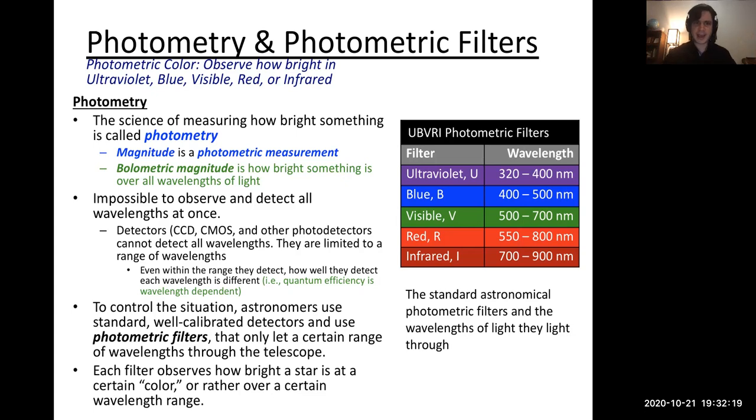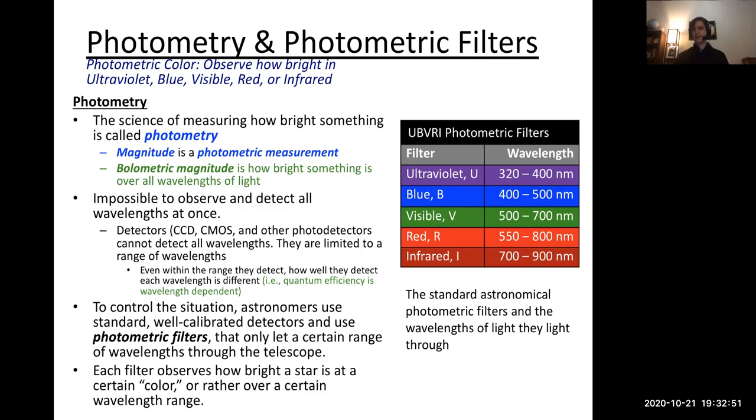So we already have a pretty hard situation to deal with. We can't observe all wavelengths at once, so we can't truly measure how bright something is over all wavelengths, what we call its bolometric magnitude. You don't need to remember that term. And then even worse, within the wavelength range that detectors can detect, it does not sense every color evenly. It might see, say, 500 nanometers really well, but 600 nanometers not well at all.